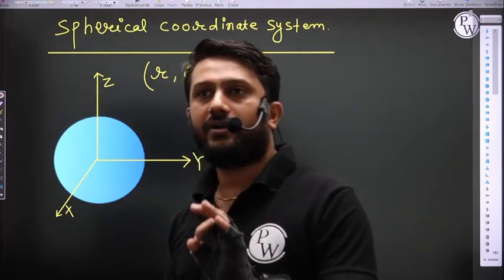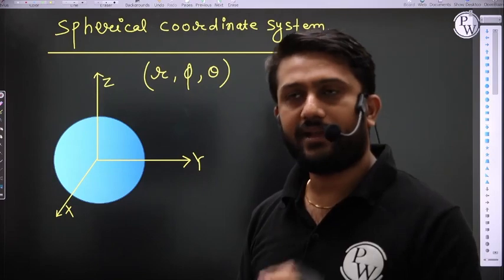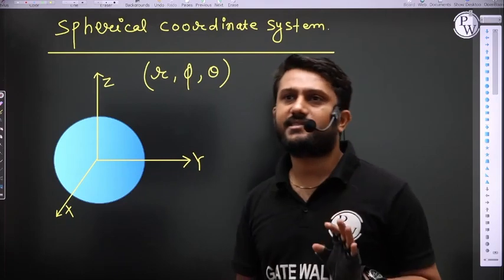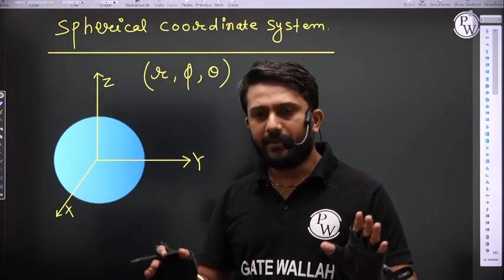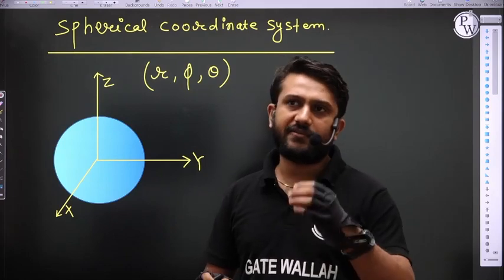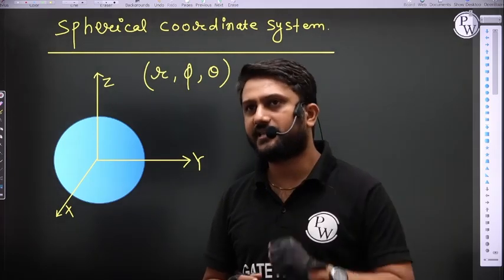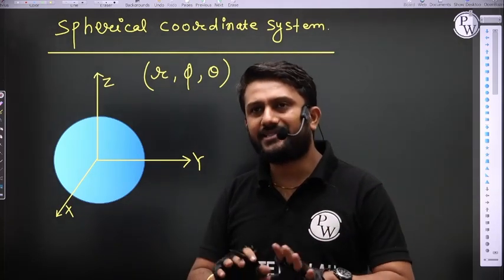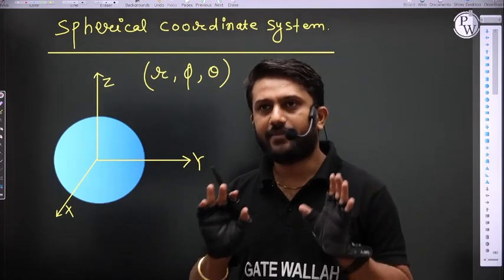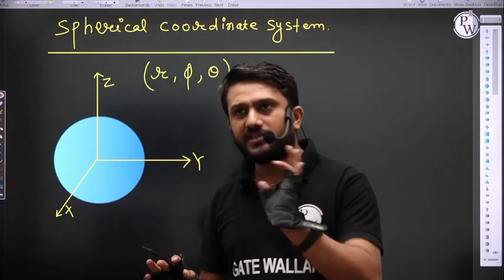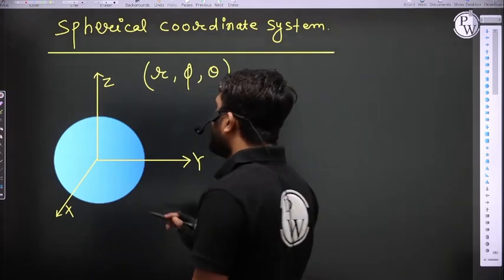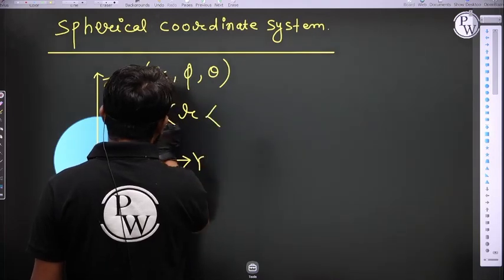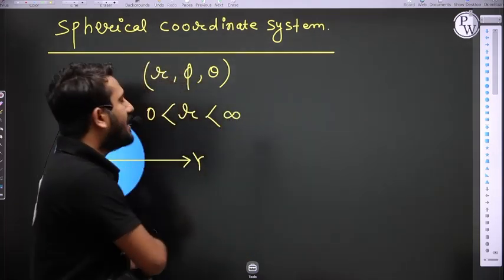I first fix the radial distance. See, that point may be at any radial distance on this sphere. That sphere may be of radius 10 centimeter, maybe of radius 20 centimeter, maybe of radius 50 centimeter. So that point is at any radial distance, right? So first fix the r, right? And what is the limit of the r? The limit of the r is 0 tends to infinity.